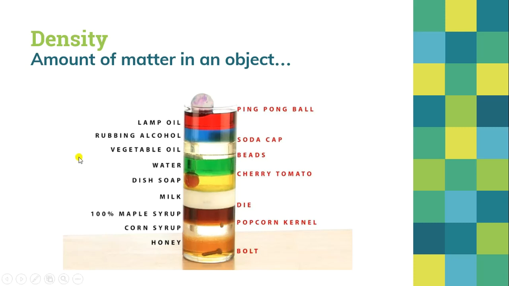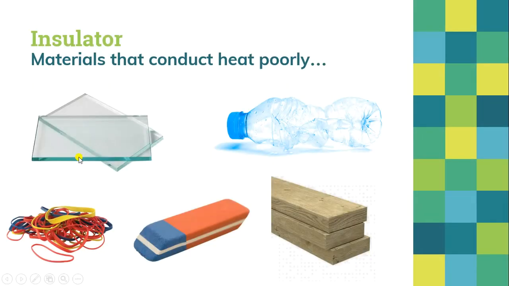So, insulators. We already took a look at conductors, and we said that conductors were really good at conducting heat and electricity, but now we have the opposite type of material, which are insulators. So what is that basically? Materials that conduct heat poorly are what we call thermal insulators.